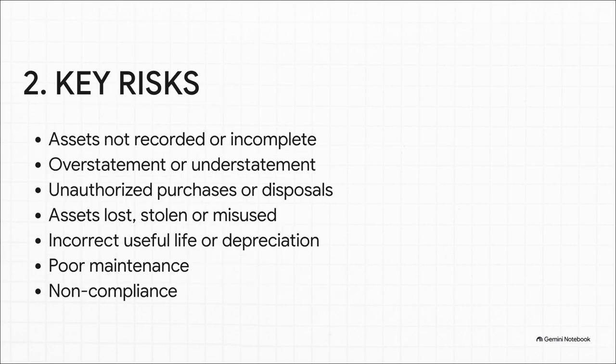Now flip that over to the key risks. What keeps auditors up at night? Unrecorded assets, for starters, or an over- or understatement of value that can completely warp a balance sheet. And then there's unauthorized purchases and disposals. Imagine an employee just selling off a company laptop without telling anyone? Yeah, it happens. Beyond that, the material highlights risks like lost or stolen assets, incorrect depreciation or useful life schedules, and poor maintenance that leads to things breaking down early. Plus, any non-compliance here can severely mess up the financial reporting.